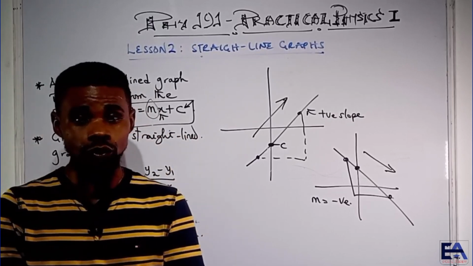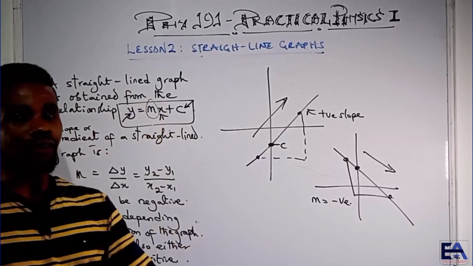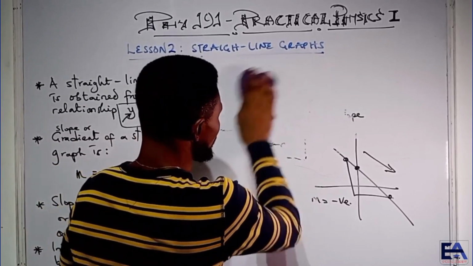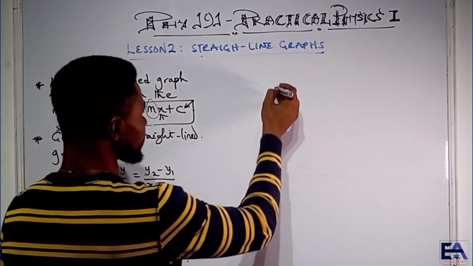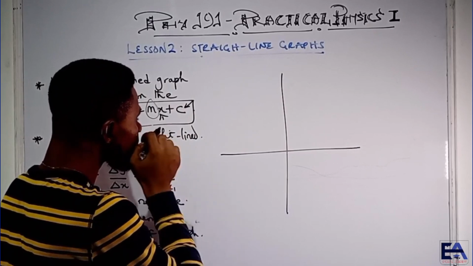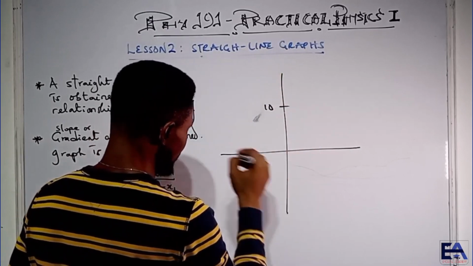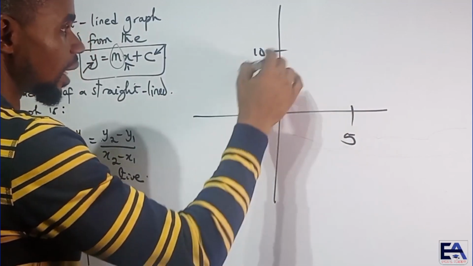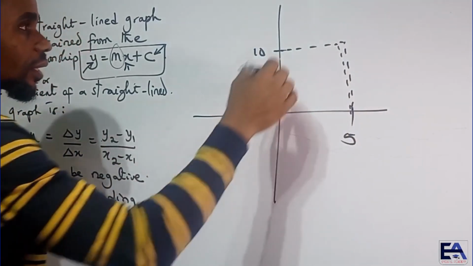For the intercept, it depends on where the graph cuts across the y-axis, and then for the slope, it depends on the direction of the graph. So let me try to show a case where we have a negative slope. So let's say we have a graph. Maybe this place is 10. This place is 10. This place is, let's say, 5, and then we have it this way, okay?